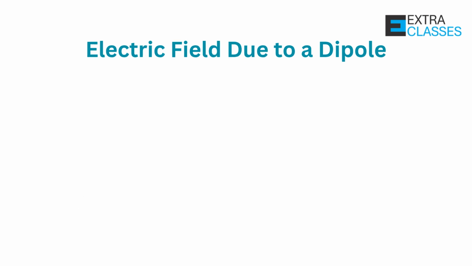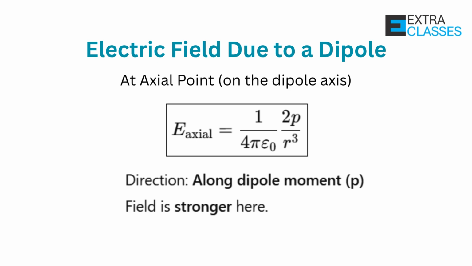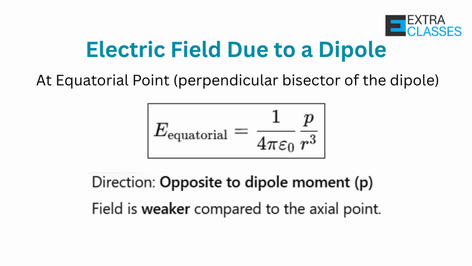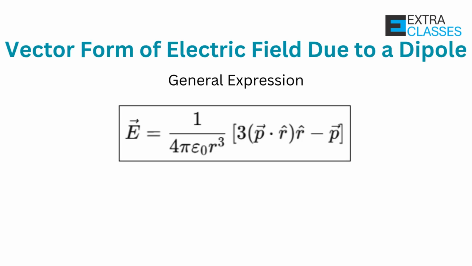What happens to the electric field at dipole? Let's understand. At axial point, or on the dipole axis, direction is along dipole moment, P. Field is stronger here. At equatorial point, or perpendicular bisector of the dipole, direction is opposite to dipole moment. Field is weaker compared to the axial point. Ratio of field strengths is 1:2 between axial and equatorial point. The general expression for vector form of electric field due to a dipole is this.